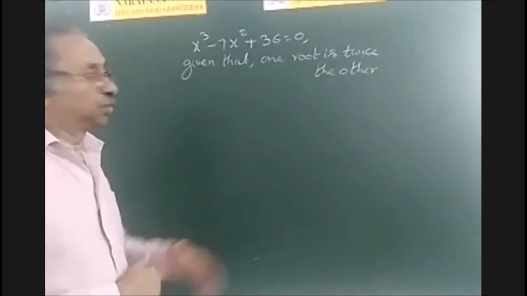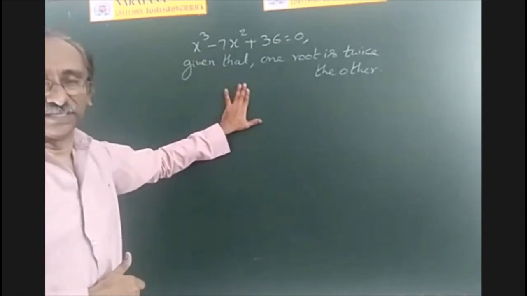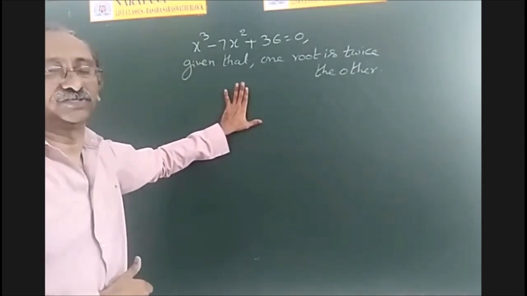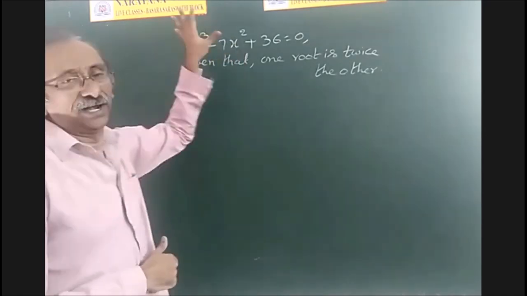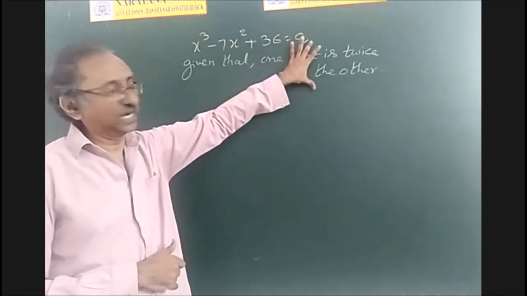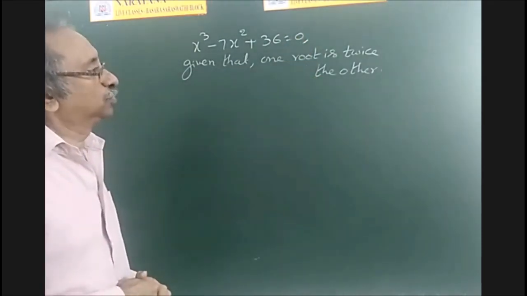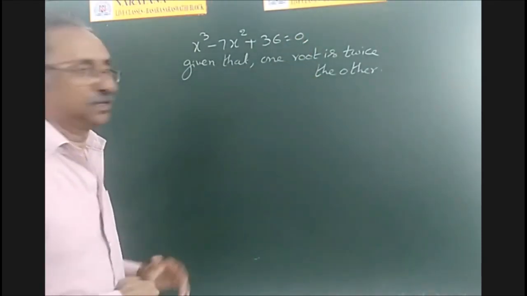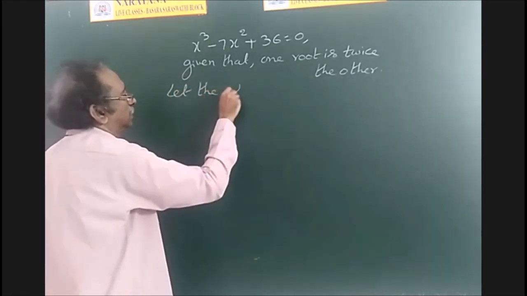Okay. So, or in the descriptive examinations like IPE, Intermediate Public Examinations, or NCERT, CBSE examinations, you should not use the trial and error method. Okay. You have to use the condition given here. What is the condition given here? One root is twice the other. So let the roots be alpha, comma, beta, comma, gamma.